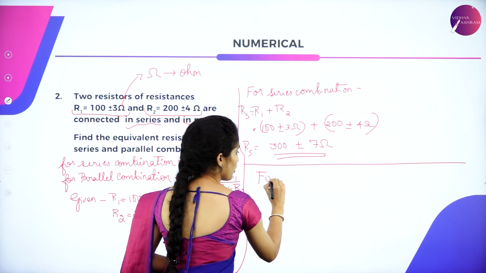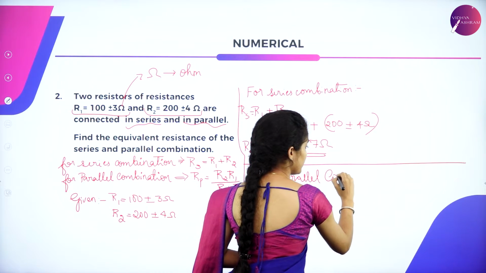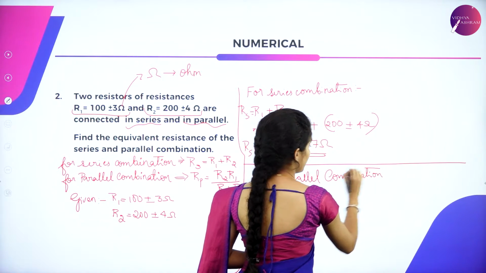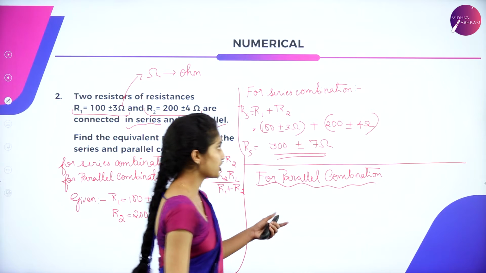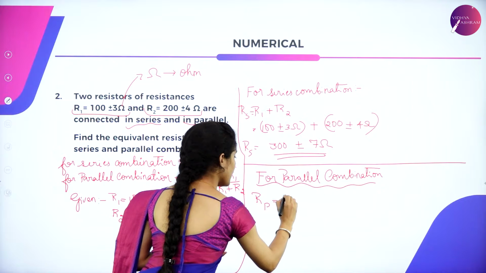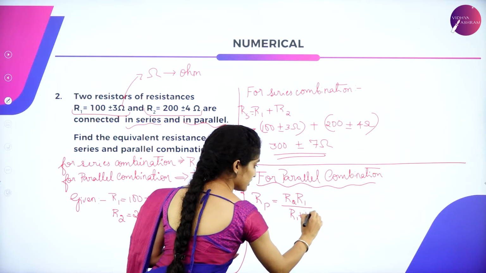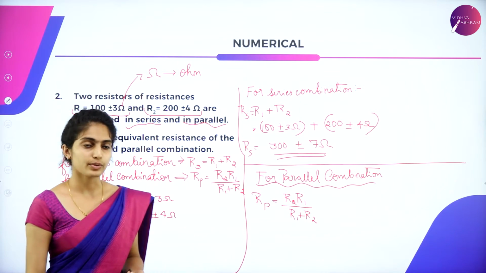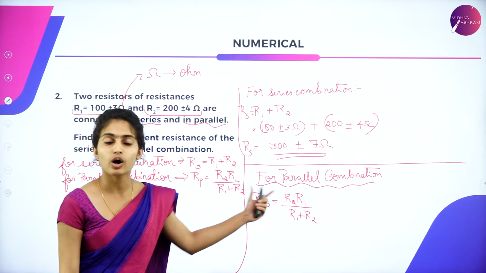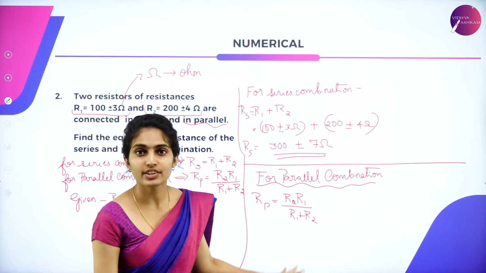Now coming to the resistance in case of parallel combination. Secondly, for parallel combination, how does it go? We already have the parallel combination formula as R1 R2 divided by R1 plus R2. This is how it goes. This is the formula only to calculate the equivalent resistance.